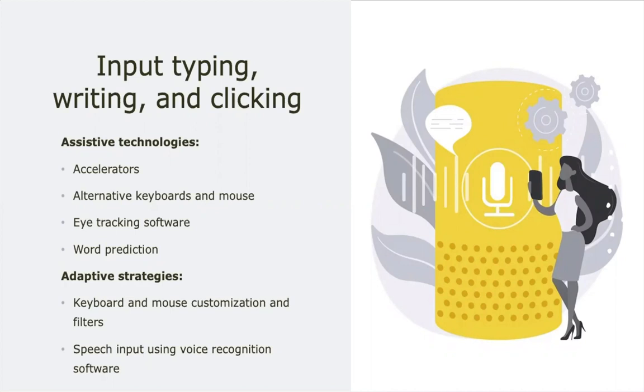People may own keyboards with larger keys or key spacing, or even use eye tracking software instead of a mouse. Word prediction software can save time on typing. Individuals can also customize keyboards and mouses to meet their needs, such as lowering the sensitivity of the mouse or setting sticky keys to support single-handed typing. They could also use voice commands instead of typing altogether.